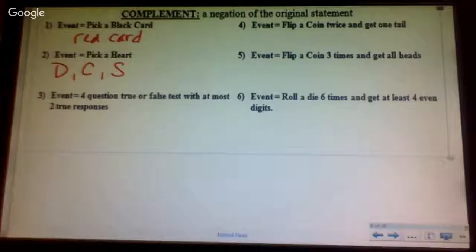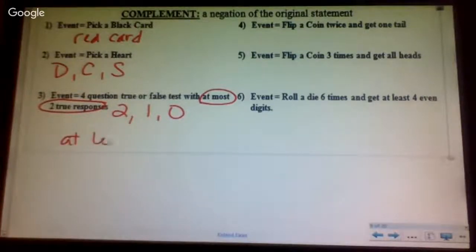So, 4-question true or false with at most 2 true. What does that mean first? At most 2 true. So that's 2. Does that have to be true? 2 or less, which is 2, 1, and 0. That is this event. What is opposite of that? At least 2, which is 2, 3, and 4. So that's 3. Okay. At most 2 means 2 or less.